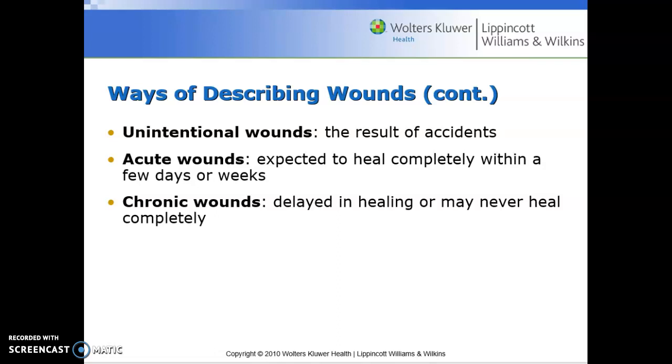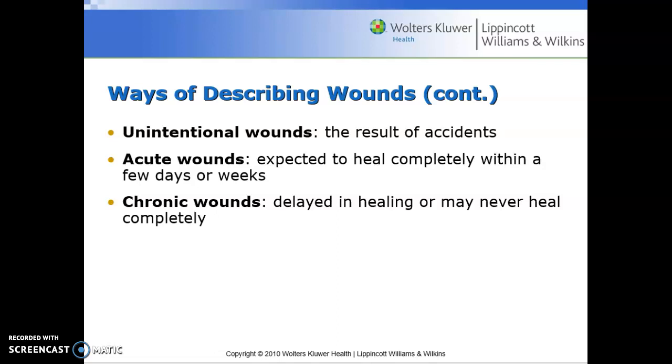Acute wounds are expected to heal completely within a few days or weeks. Often with acute wounds, these require sutures or staples. An example of an acute wound would be the patient cuts themselves with a kitchen knife. So then if the patient cuts himself with a kitchen knife, we could say, okay, this is unintentional, it's open, and it's acute, because we do expect it to heal, but it did not happen intentionally, and it is open because the skin is broken.